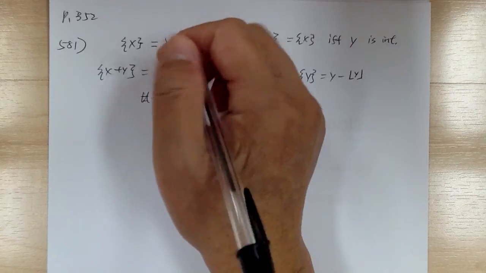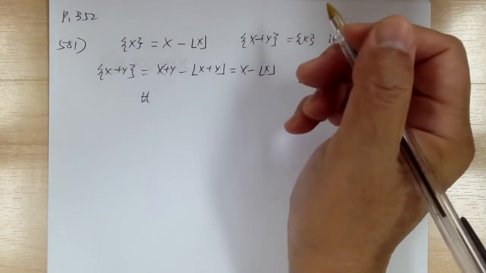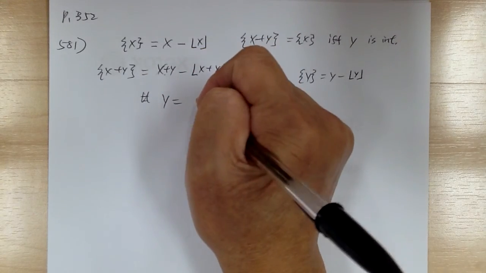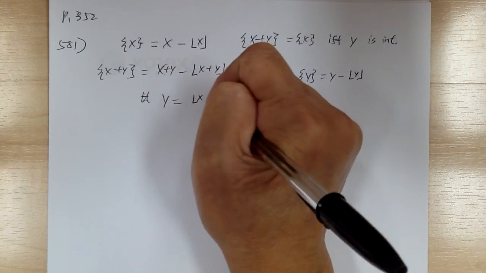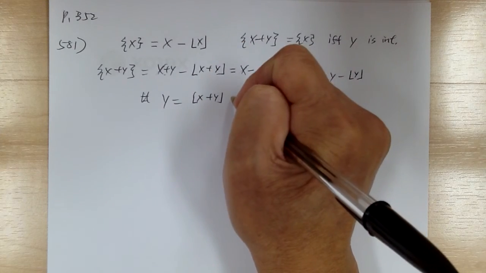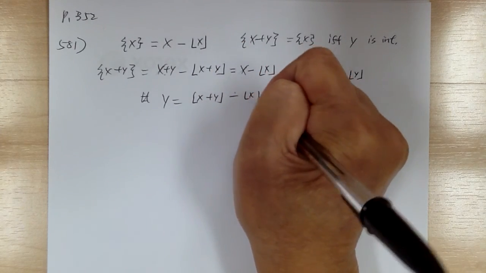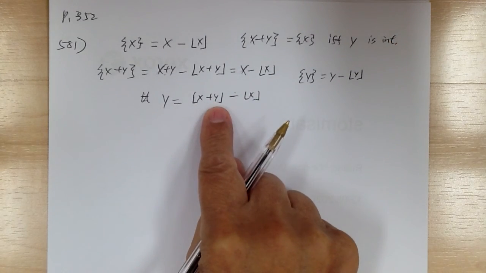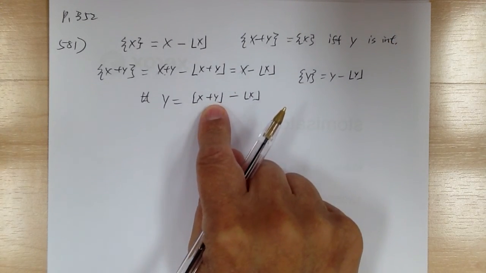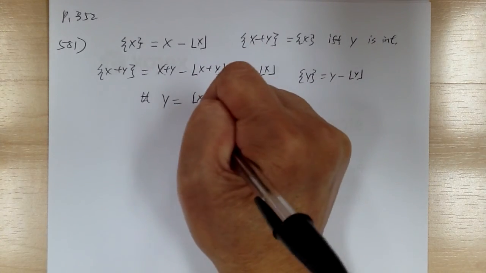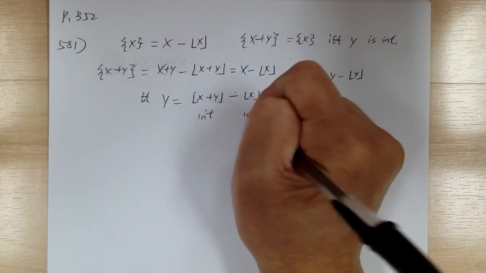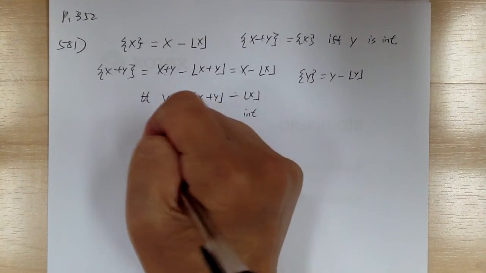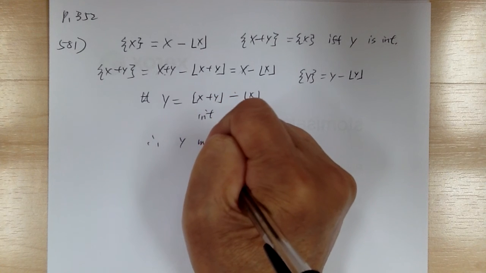Okay, and I'm going to move this over. So y equal to this plus that minus this. But notice that this is the integer. Remember, this is going to be the floor function, right? So this is the integer, and this is the integer. So y equal to integer minus integer. So therefore, y must be an integer.